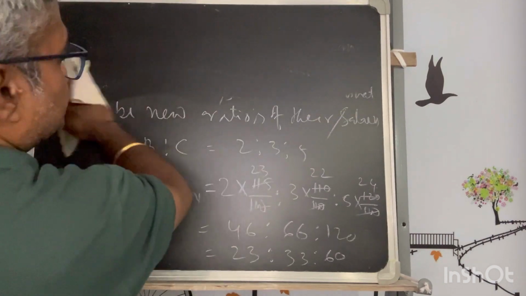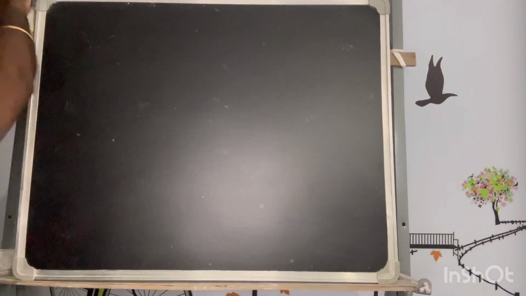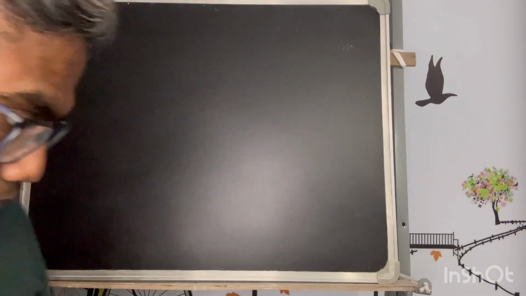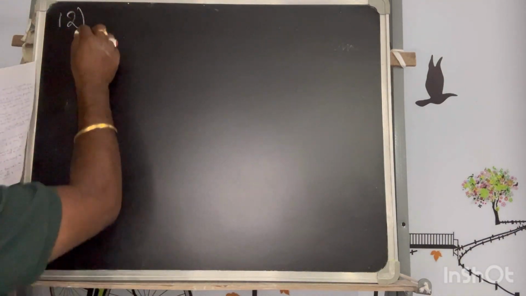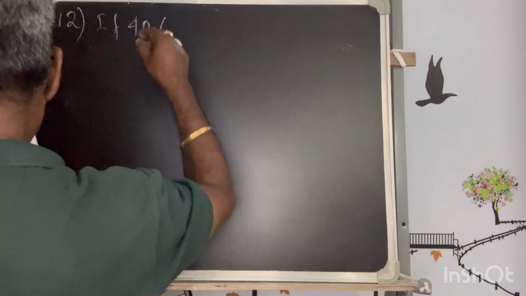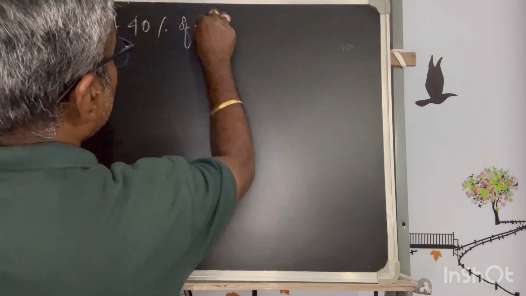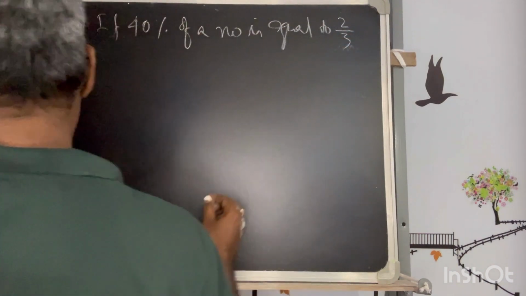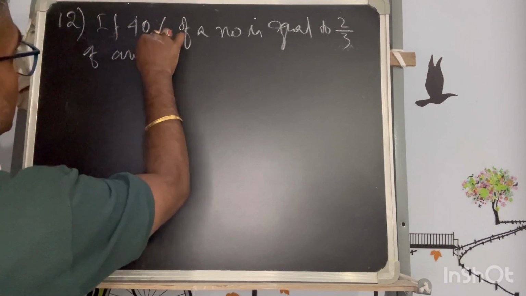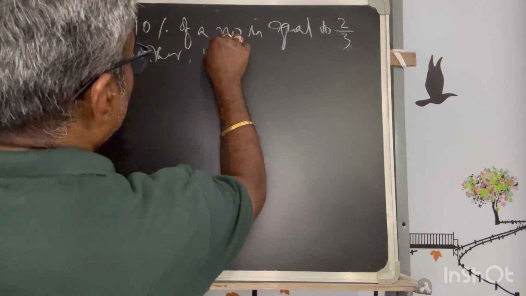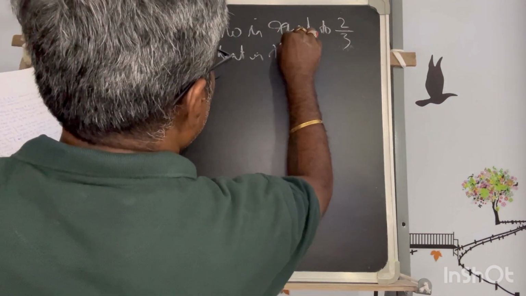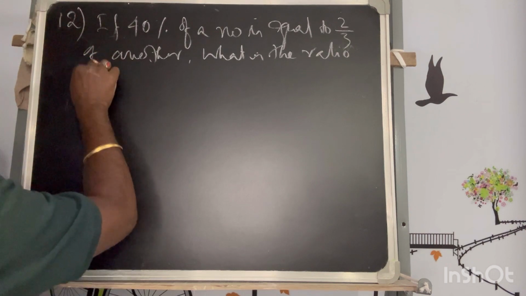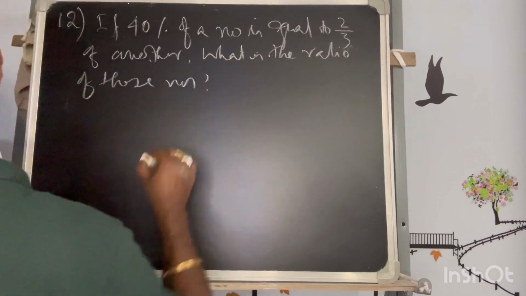Okay, the next is number 12. If 40% of a number is equal to 2/3 of another, what is the ratio of those numbers? Okay, so this is very easy.